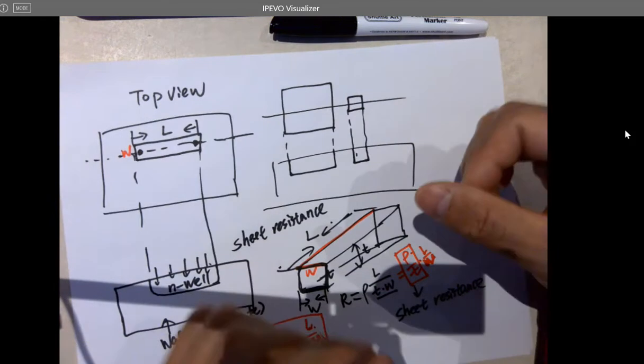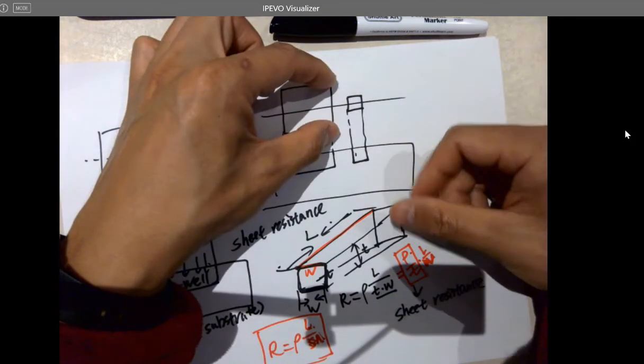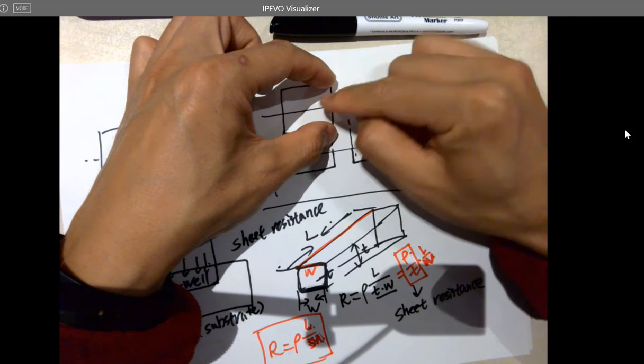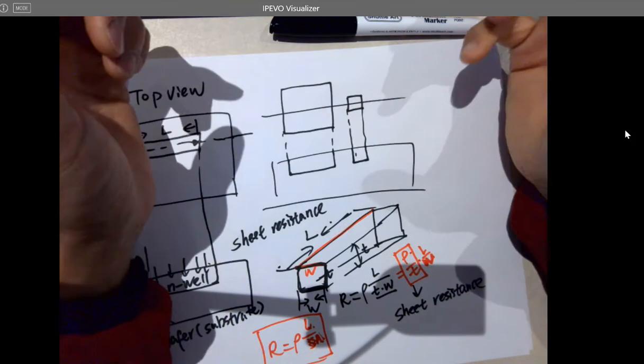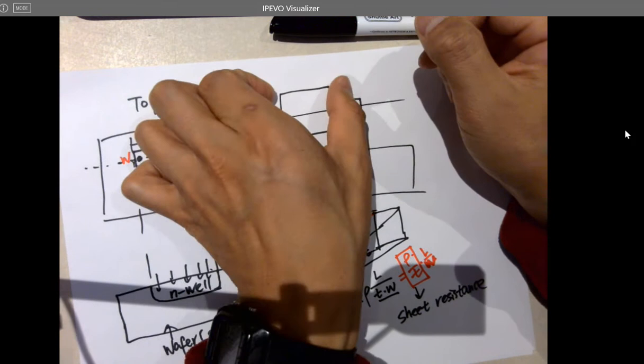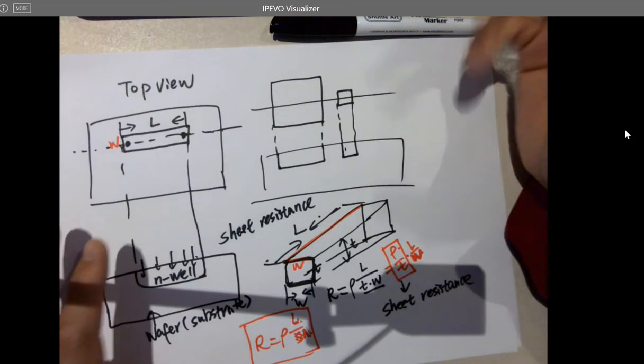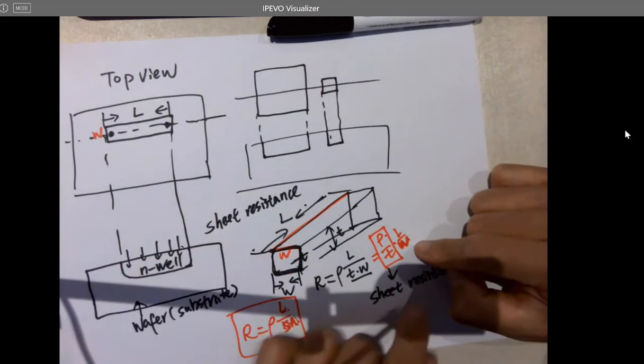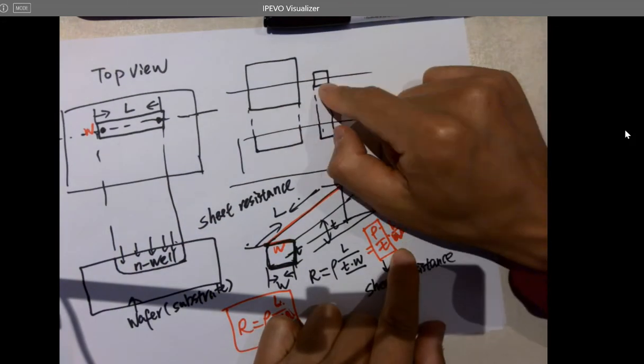You couldn't tell, like, this looks bigger, so you have a bigger area to flow that current. So it seems like this has a lower resistance. This is a bigger metal piece, but it's also longer, right? You can think about that intuitively, but just look at the equation, and this should be the same resistance.